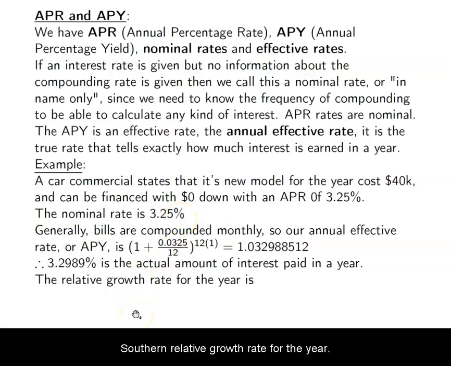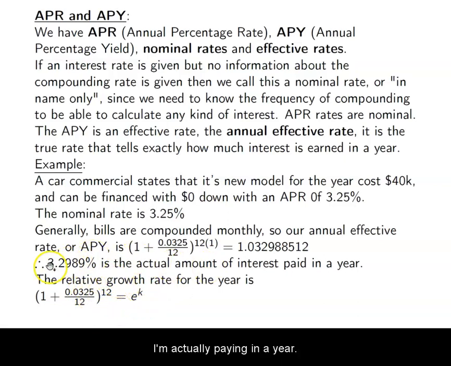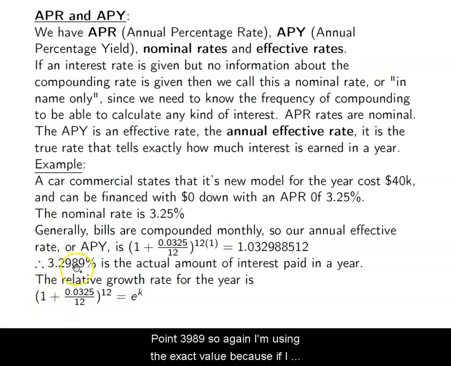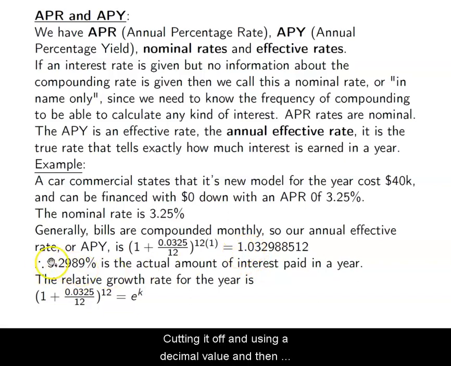So the relative growth rate for the year, so that's me equating this to a base of e. So I need to solve for K. So again, this is how much I'm actually paying in a year, right? This 1.032988512. So again, I'm using the exact value, because if I use a cut-off decimal value to try to find the value of K, I'm cutting it off, finding a value, and then I will cut off some more. So it's more accurate for me to use the exact value to find K, and then apply the decimal rounding up or down at 4 places.